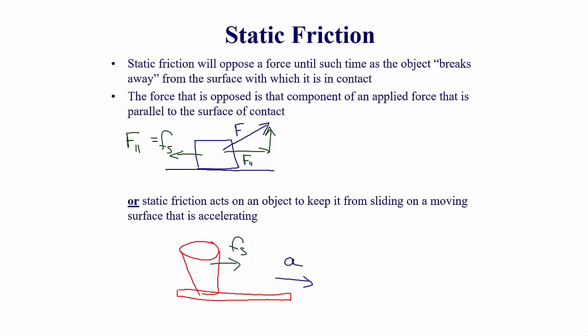So here, the static friction is needed to keep the object from slipping against the surface. The cup has inertia. If it's at rest, it wants to stay at rest. That would mean that it would be effectively sliding to the left relative to the paper. To keep the cup from sliding against the paper, static friction pulls the cup along with the paper, making the cup accelerate to the right with the piece of paper.